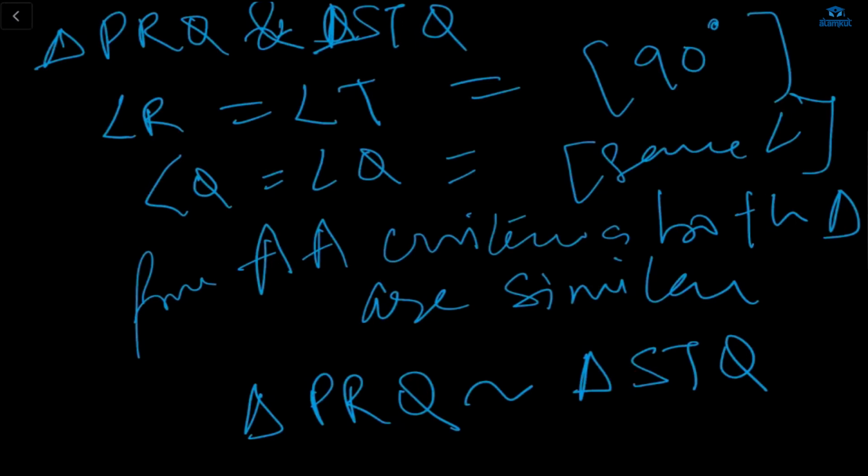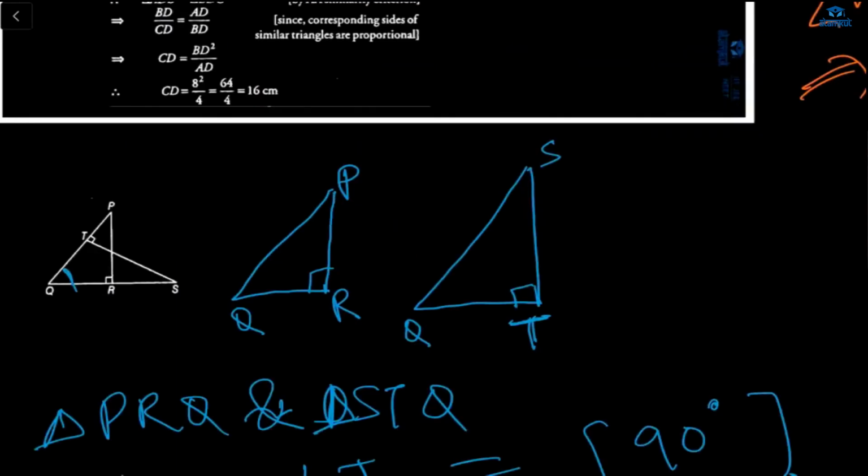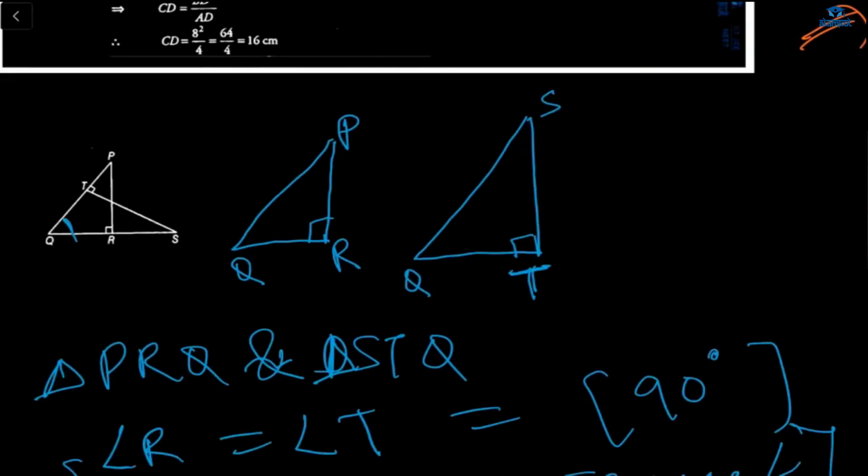Now, if you see here, I've written only the A criteria because you already know that if two angles are equal, the third angle will be equal. Angle R is equal to angle T, 90 degrees, and angle Q is equal to angle Q. The third angle will be 180 minus 90 minus angle Q, and the same will be in both triangles. So this angle, which is not common here, will be 90 degrees minus angle Q, and the same will be the value of this angle also. Therefore angle P will be equal to angle S. Now you understood, Safiya?